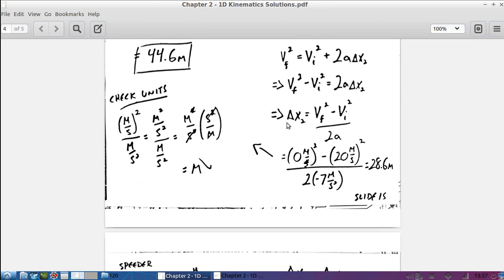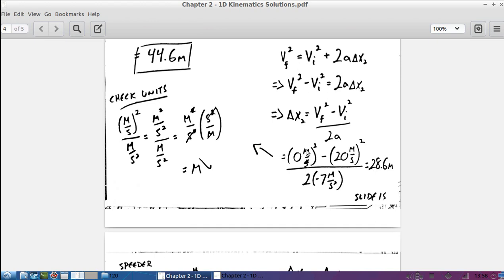Alright. So I've got my delta x2 isolated. Let's solve for it. 0 meters per second in for v final. Positive 20, right? 0 minus positive 20 squared divided by 2 times negative 7. Alright, again, we're keeping our signs straight here. I get a negative value in the numerator, negative value in the denominator. Still getting a positive displacement. That's good.